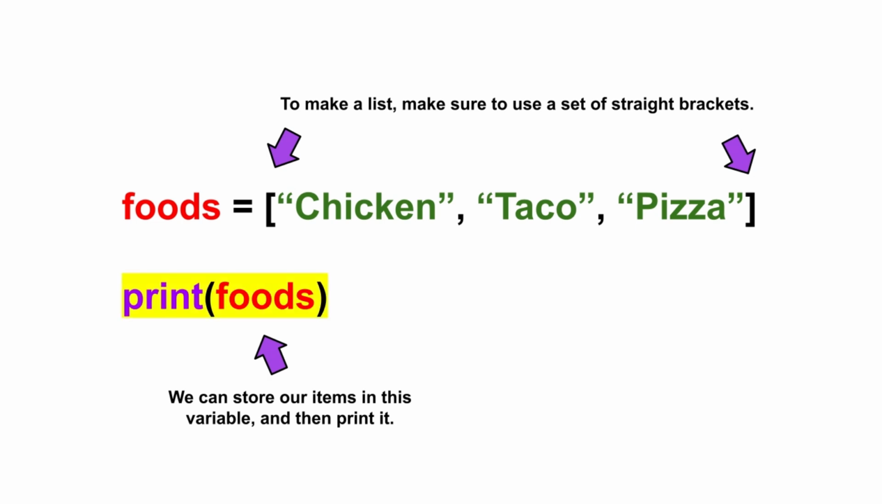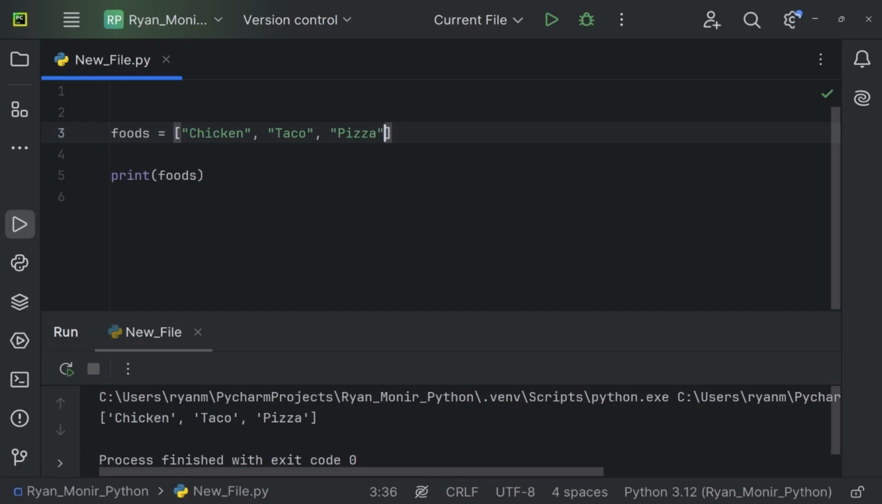I will also print my list. If we run this code, we will see that our chicken, taco, and pizza items are all printed.